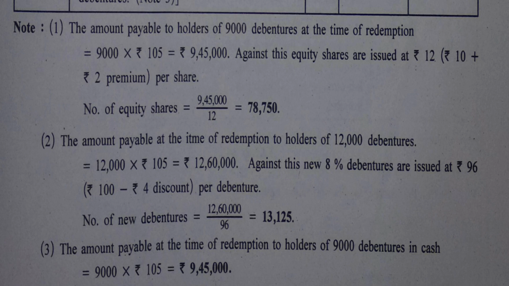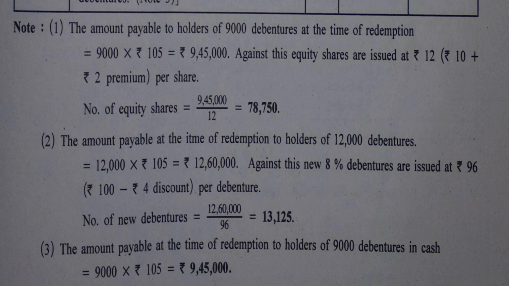So the equity shares are of course to be given in proportion to the amount which is actually payable to them by the company. So 9,000 into 105, 100 rupees of debenture, 5 rupees of premium. So to the debenture holders of 9,000 debentures, total amount to be paid at the time of redemption is 9,45,000. Now instead of accepting cash, they have accepted new equity shares.